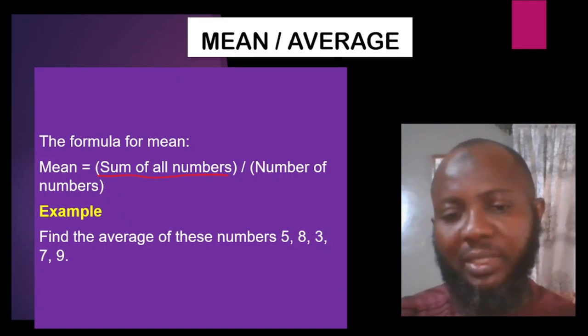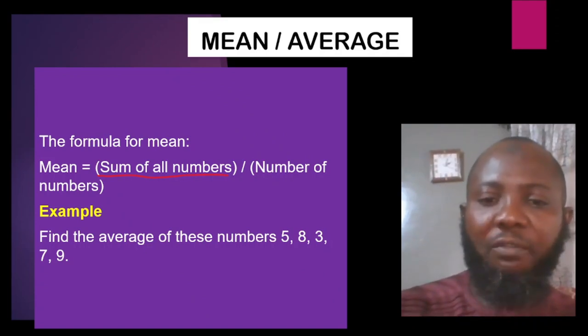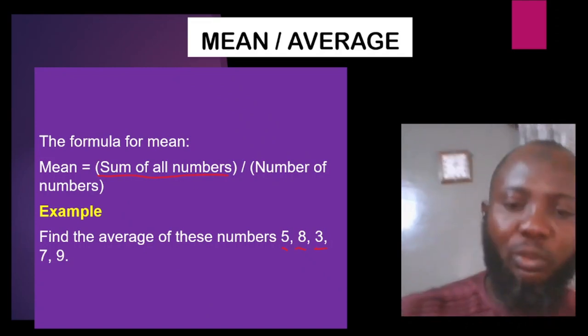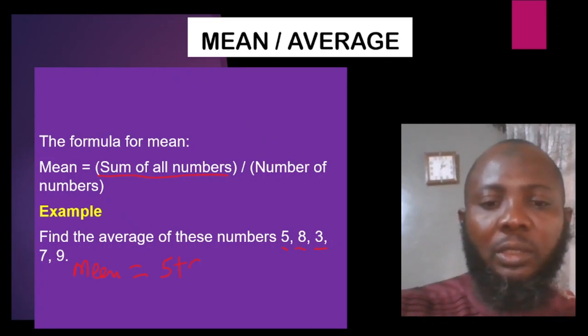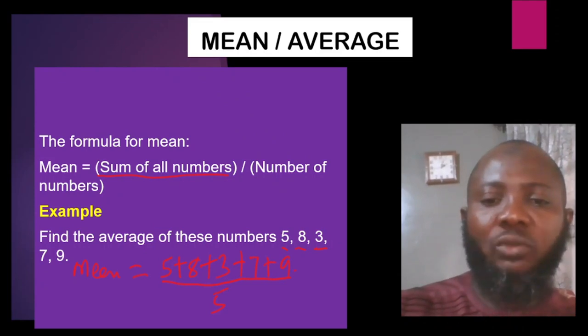Find the average of these numbers. So we have 5, we have 8, we have 3. So there are how many numbers there? There are 5 numbers. Which means to get the mean, the mean of this would then be equal to 5 plus 8 plus 3 plus 7 plus 9 divided by how many numbers? 5. So we add them together.